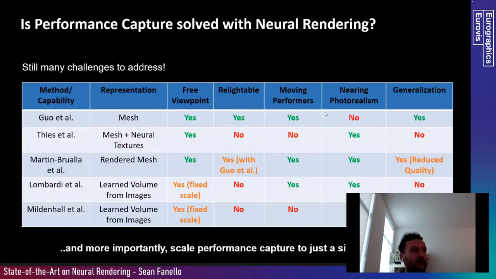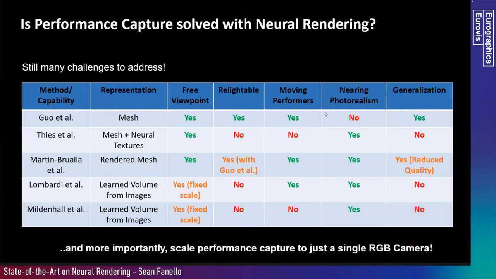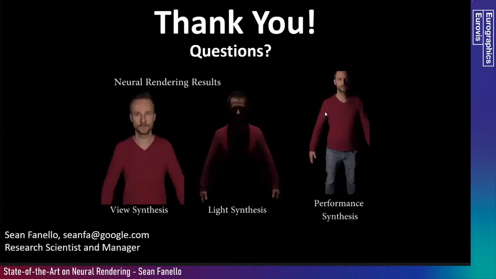So are we done with neural rendering for performance capture? Actually, no. There is still a lot that needs to be done. The summary here is that many of these methods actually lack generalization. They cannot handle moving performers, and usually they're not even reliable. But the most important thing is that everything I showed you here still requires this full capture system with multiple cameras capturing the user. And the dream here is to actually scale performance capture to just a single RGB camera.